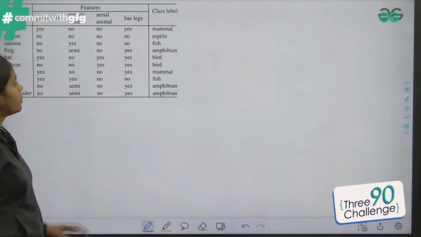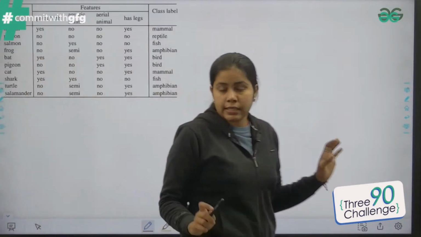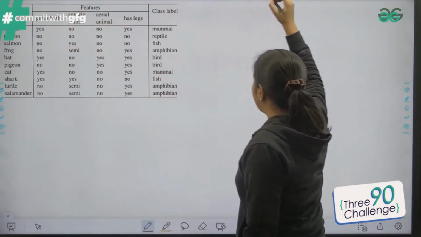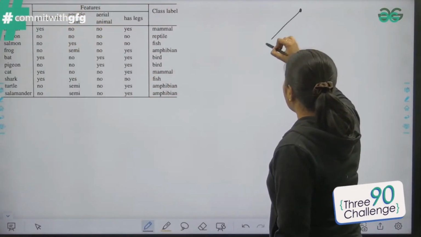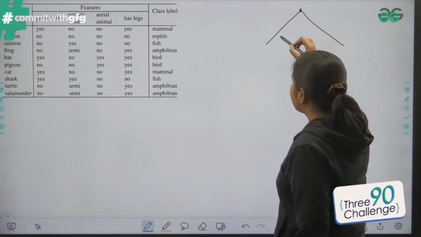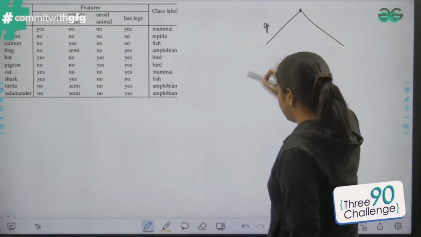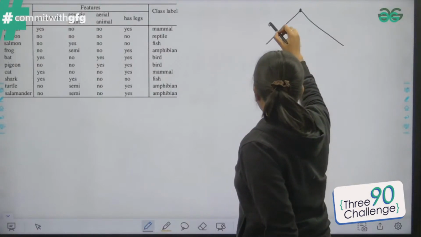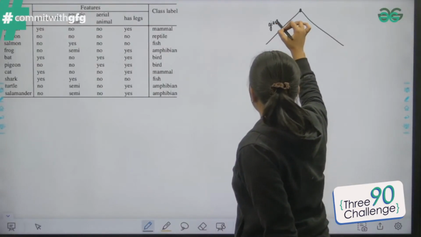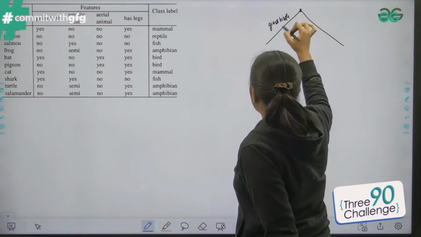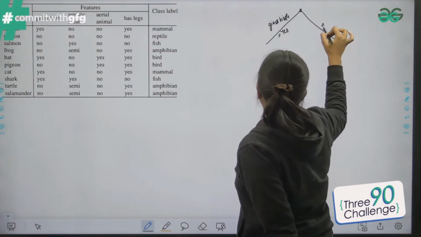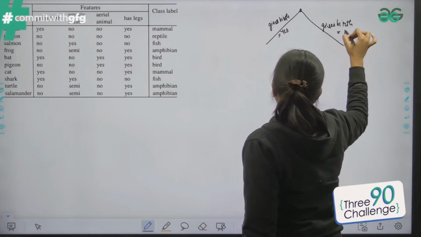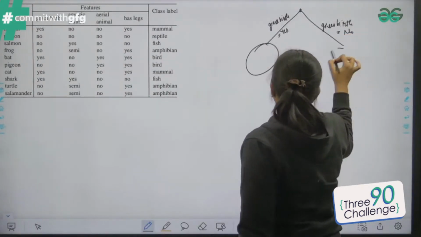So how do I find out? I have written this data set here. Let's suppose I'll start from the first, gives birth. We have all the animals here, and I'll divide them based on gives birth: gives birth equals yes, and gives birth equals no.